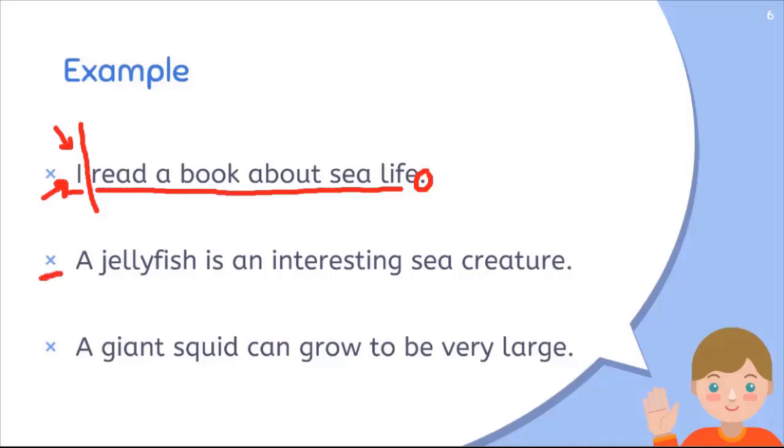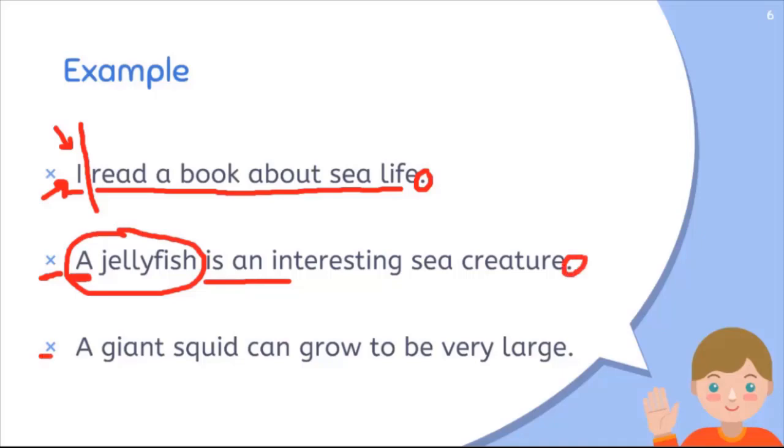Let's see another example. A jellyfish is an interesting sea creature. So who is the sentence talking about? It's talking about a jellyfish. So a jellyfish here is the subject, and the other part of the sentence is the predicate. As you can see, the beginning of the sentence is a capital letter and it ends with a point.